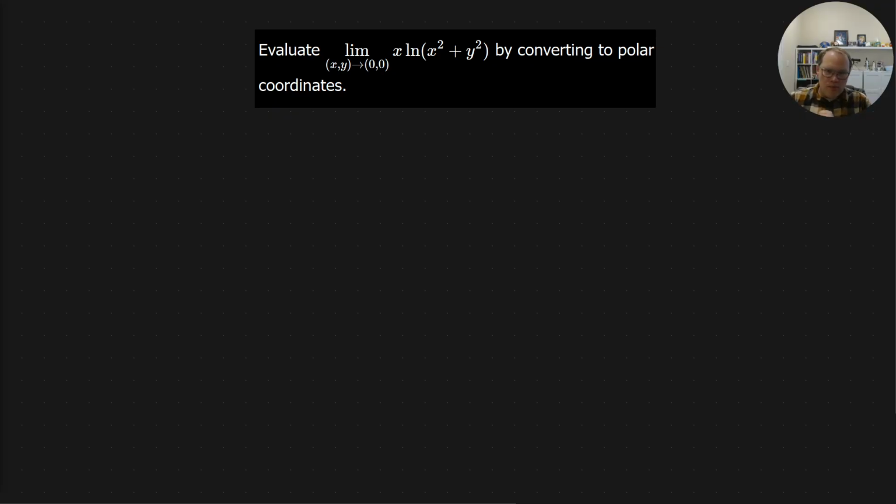We have just one more technique to learn in this section. Sometimes we can find the limit of a multivariate function by converting to a different coordinate system. A lot of times it makes things easier. In this case, I'm taking the limit as x, y approaches 0, 0 of x natural log of x squared plus y squared. Now, just looking at that as it is, it doesn't look like there's a whole lot algebraically I can do there.